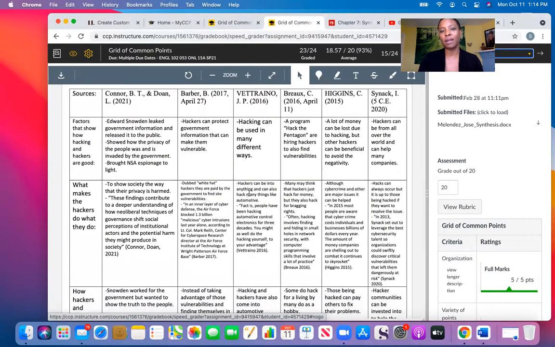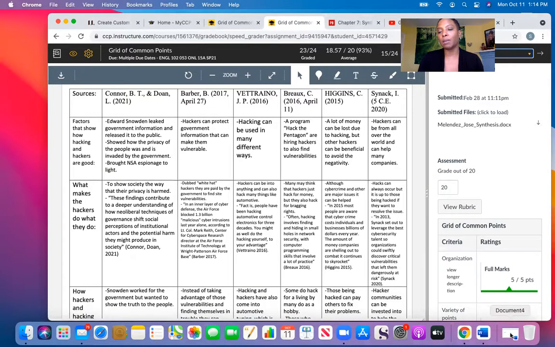Like maybe Higgins had nothing to say about what makes hackers do what they do. If Higgins has nothing to say about it, or you couldn't find anything that Higgins had to say about it, just leave that column blank, right? So you don't necessarily have to fill in each and every column, although the more columns you fill in, the better your life is as we look down the road. So this is just 2 examples that I think are pretty decent.